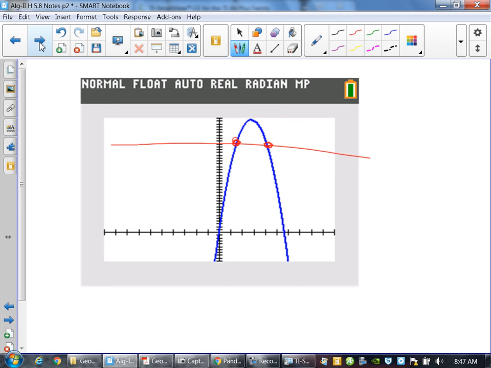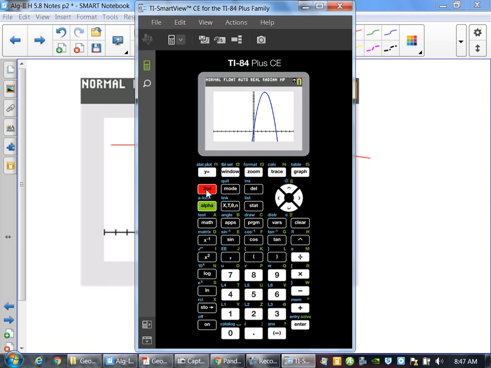So what I would do, second, calculate, maximum. And hopefully by now you guys understand this whole idea between left and right boundaries. We're okay with that? We're not screwing that up anymore, I hope. Enter, go around the curve, around the bend.